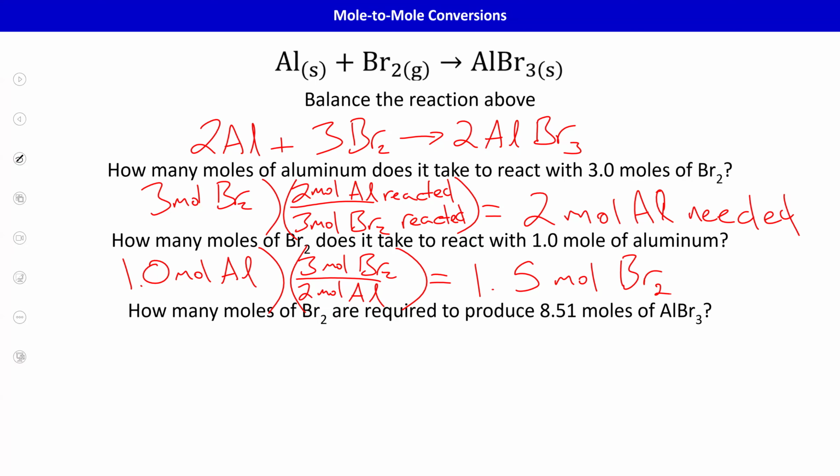Let's do the last problem here. We're trying to make 8.51 moles of aluminum bromide. How many moles of bromine did I start with?